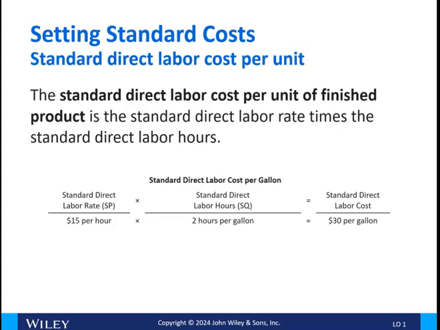The standard direct labor cost per unit, similar to what we did for direct materials, we're going to multiply the rate per hour times the number of hours to produce a finished good. We came up with $15 per hour with all the taxes and benefits included, 2 hours with our setup and downtime and cleanup and rest periods. So $15 times 2 hours, $30 of labor cost per gallon. Again, that's our finished goods measure, a gallon of product.